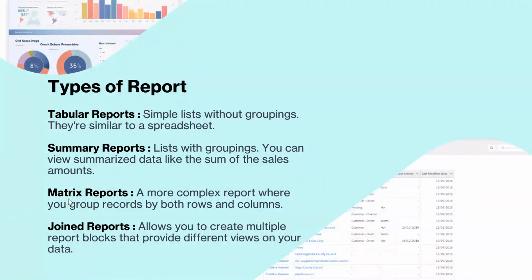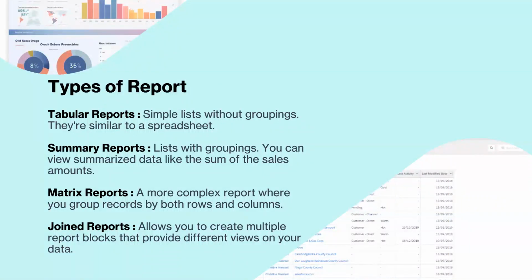Then we have something called a matrix report, okay? A more complex report where you group records by both rows and columns, okay? Now, just imagine a scenario where we take the same example, okay? Just keep in mind these two points. On account, you have two kinds of additional information available, right? One is the account type, and the other one is the rating that we just talked about, okay?